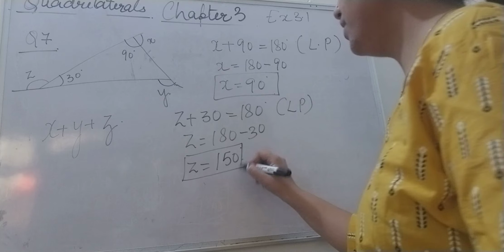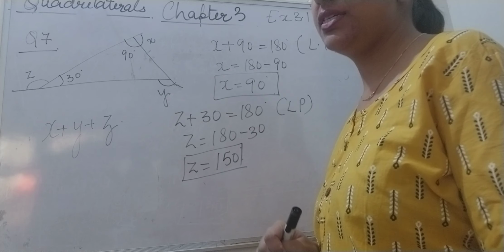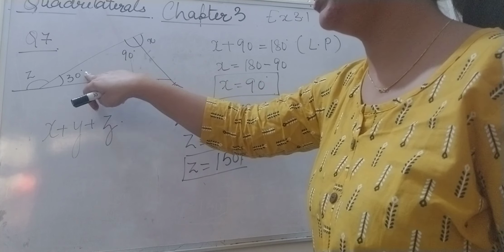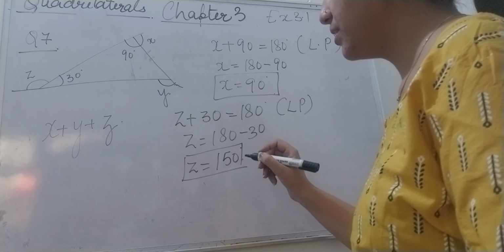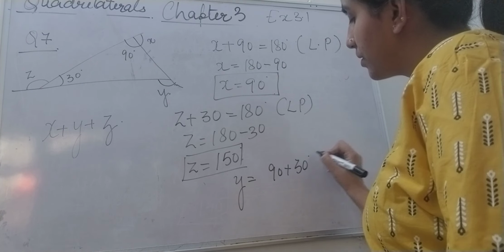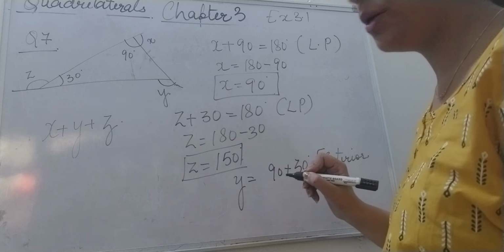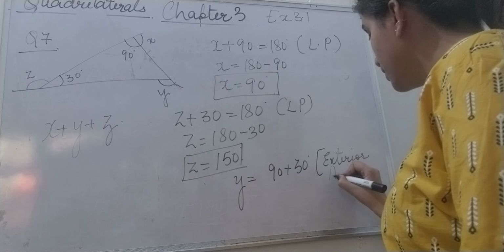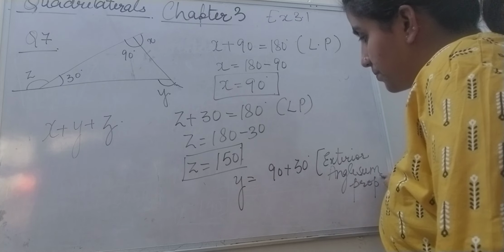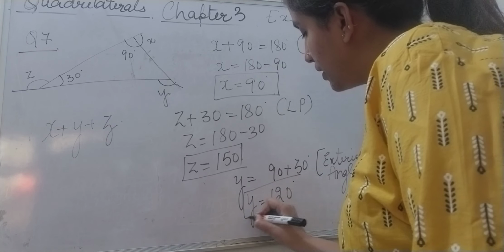Now for finding the value of y, if you have learned the exterior angle property of a triangle, what the exterior angle property says is that an exterior angle of a triangle will be equal to the sum of the interior opposite angles. This is one way, so we can find the value of y by adding 90 plus 30. Those who don't know about the exterior angle property, go through the class 7 book, triangles chapter. So the y value will be 120 degrees.